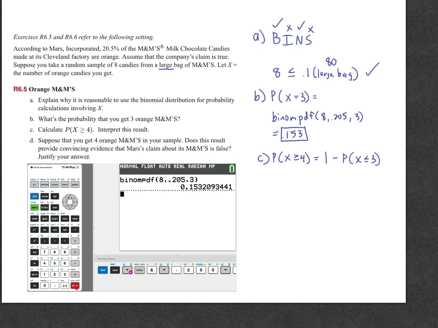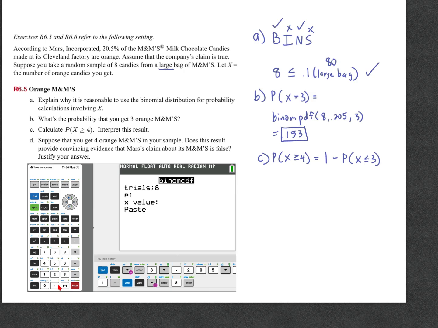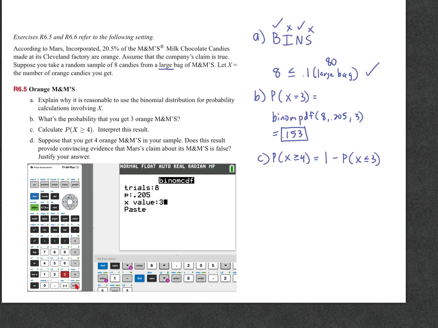We'll do binomial CDF in the calculator. So we'll go to the calculator, do binomial CDF and make sure our x value is 3. Do 1 minus, second vars, then binomial CDF. All this is actually the same as the last one. All right, and that's it.